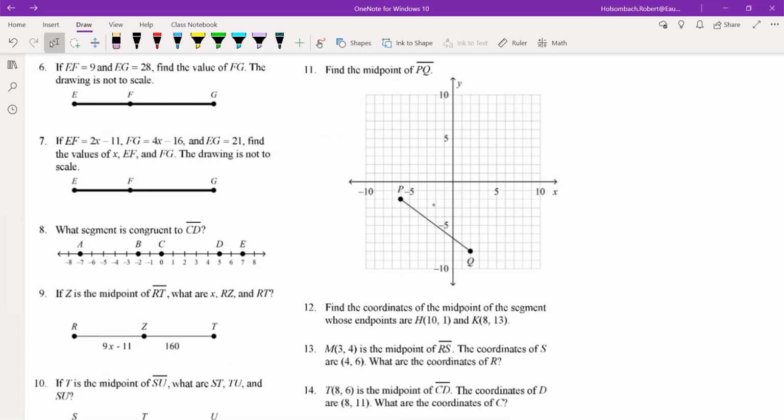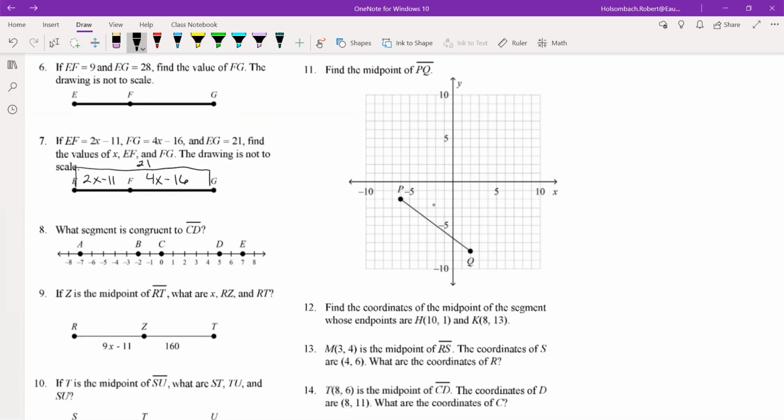Okay, number 7. You're told that e to f is 2x minus 11, and that f to g is 4x minus 16. And you're also told that e to g, the entire piece, is 21 units long. And you're asked to find x, e to f, and f to g.